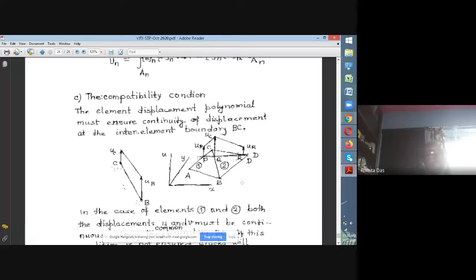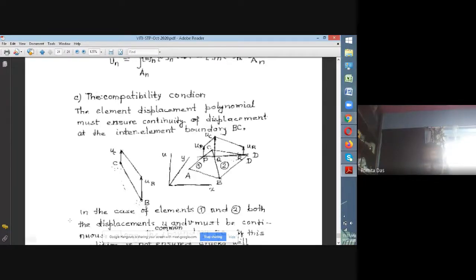There will be a crack. The variation for element 1 will be, let's say, quadratic, and for element 2 linear. So there will be a mismatch, and a crack will come up. Physically, there is no crack in the continuous surface. So it must be ensured that the variation at the common boundary is the same from the two ends.